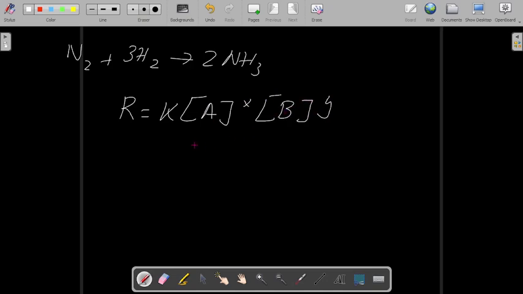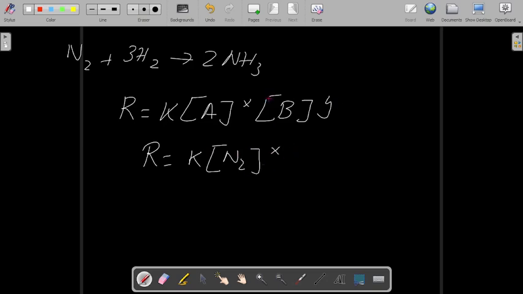So what can we put in here? Well, the rate is going to be a constant. Do we have any constants here? No, we have no idea. They didn't give us any information. What is A? A is nitrogen. So whatever the concentration of nitrogen is, that is going to go in there.